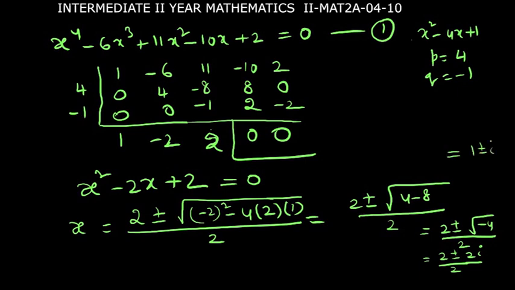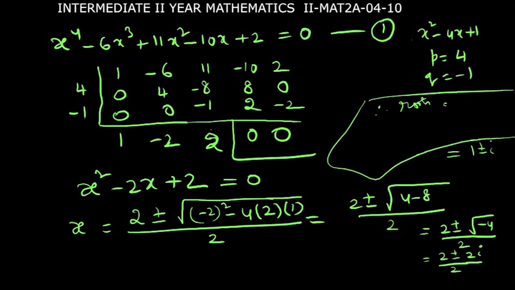Is it not? So what are the roots now? Therefore, the roots of the equation are 1 plus i, 1 minus i, 2 plus root 3 and 2 minus root 3. Fourth degree equation, you got 4 roots.